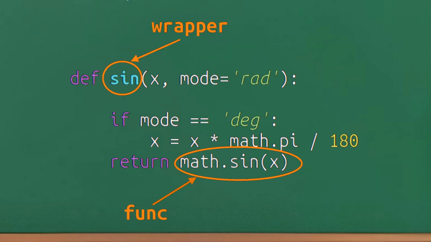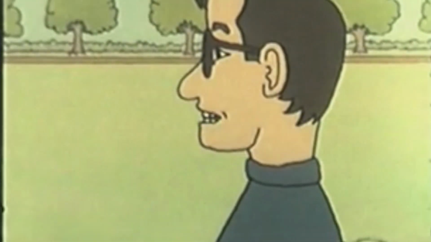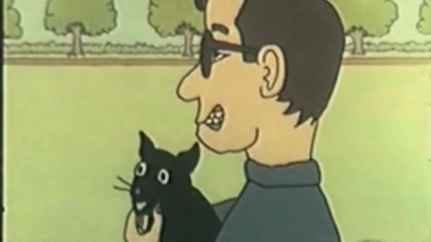Let's revisit our specialized sine function. Recall that our cosine and tangent functions were quite similar, with the only difference being that we replaced the name sine with the corresponding function names, cosine or tan. We could also replace the name sin by the name wrapper and math.sin by the name func. But how can we use this function? There is no function func?